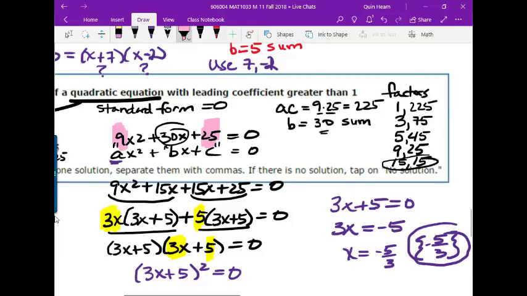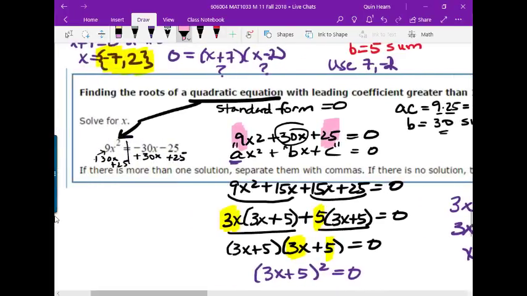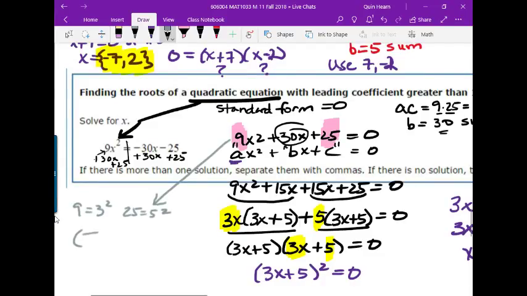Then you might want to check before going through the grouping process. You might want to check if you have what's called a perfect square trinomial. In fact, we do here. And what I mean by that is, just notice, when you see that 9 is equal to 3 squared and you see that 25 is equal to 5 squared, then you can say, well, is it possible that this trinomial is equal to 3x plus 5 squared?